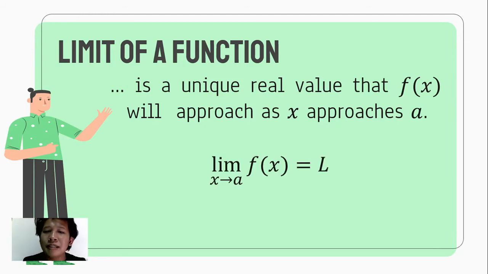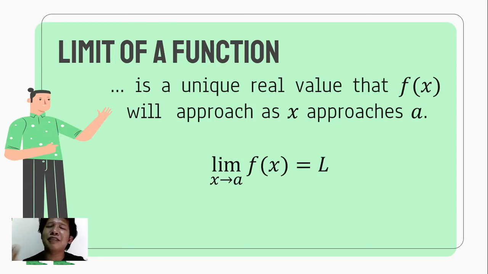So in symbols, this is read as the limit of f of x as x approaches a is equal to L, where L is the limit of the function. So yung limit po ng function is a unique real value. It should be a real value po.